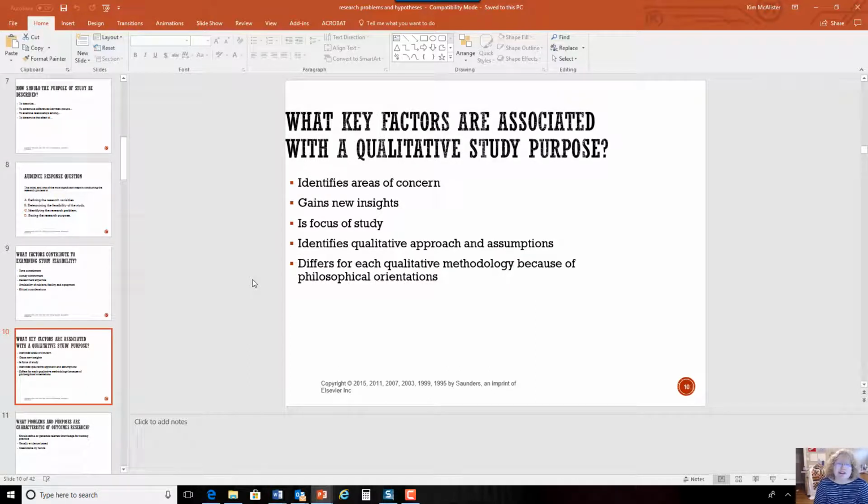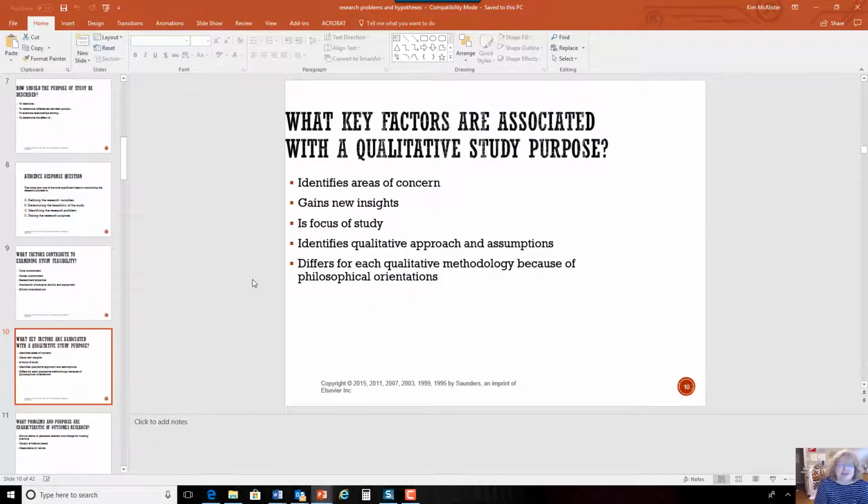So when you're looking at the key factors of a qualitative versus a quantitative study, a quantitative study is generally looking at 2 variables or 3 variables. It's very cut and dry, and so we understand what the factors are with those.